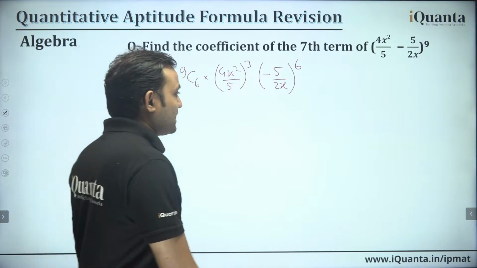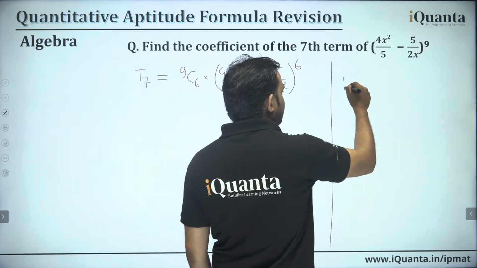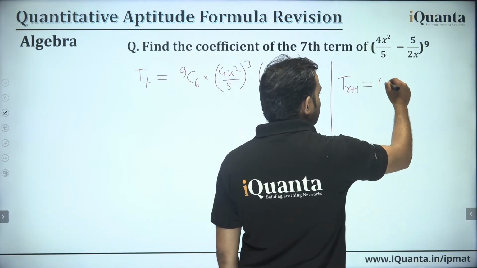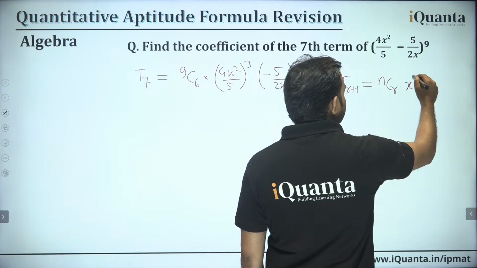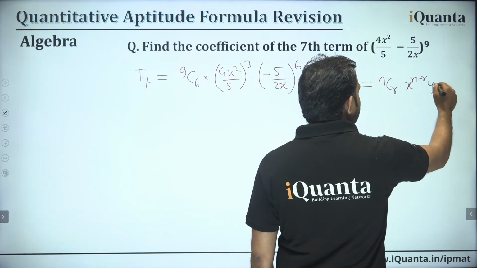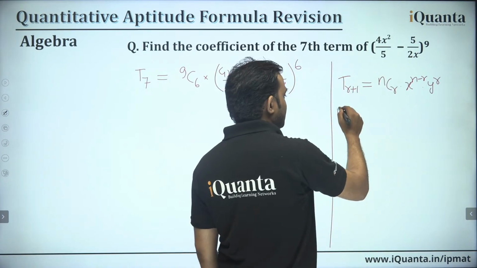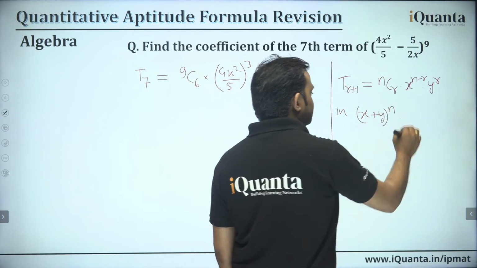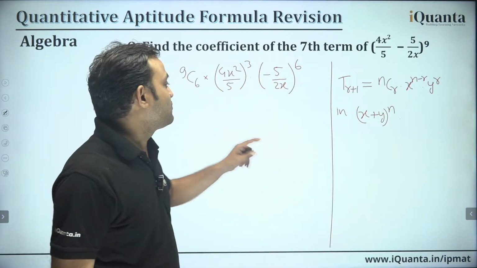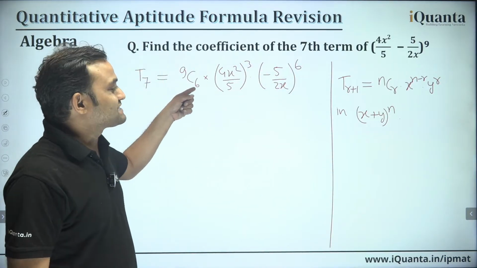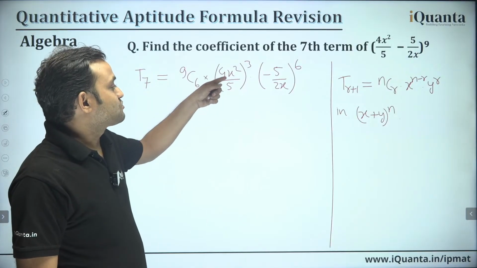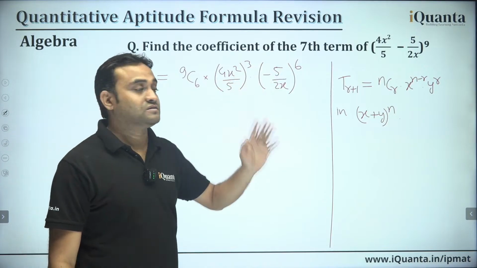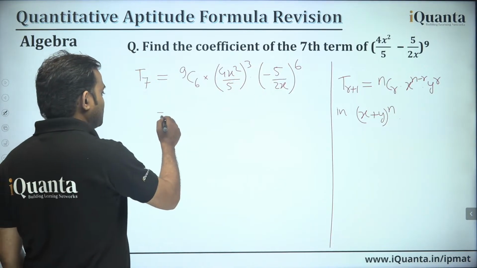Because we already know that T(r+1), the r+1th term, is equal to nCr into x to the power n−r into y to the power r in (x+y)^n. This will be the T(r+1)th term. So if you want to find the 7th term, you need to take 6 here: (4x²/5) to the power 9−6, which is 3, (−5/2x) to the power 6. So this will be equal to, what is 9C6?